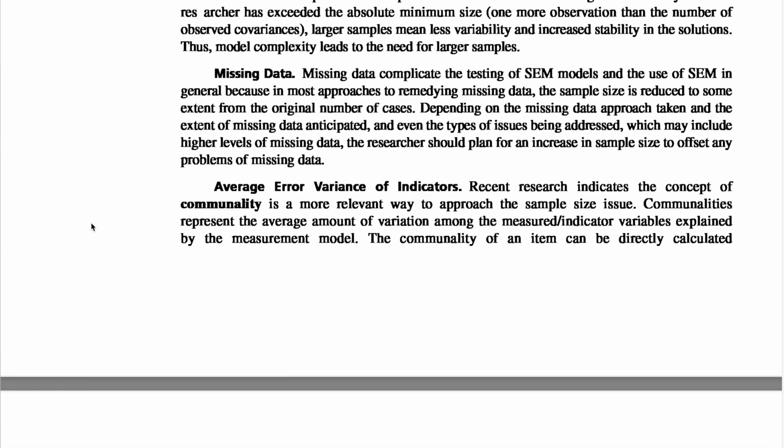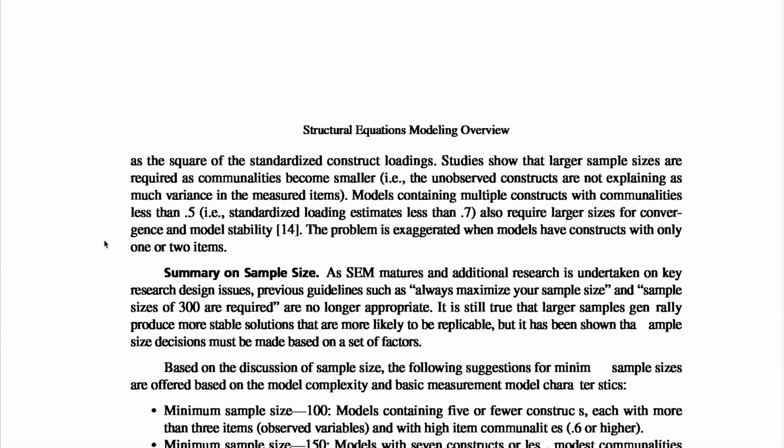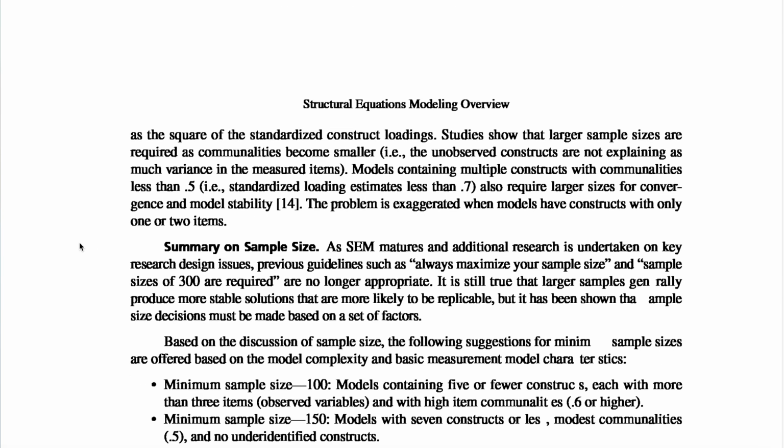Average error variance of indicators. Recent research indicates the concept of communality is a more relevant way to approach the sample size issues. Communalities represent the average amount of variance among the measured indicator variables explained by the measurement model. The communality of an item can be directly calculated as the square of the standardized construct loading.